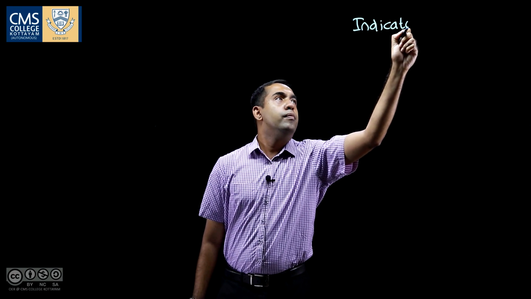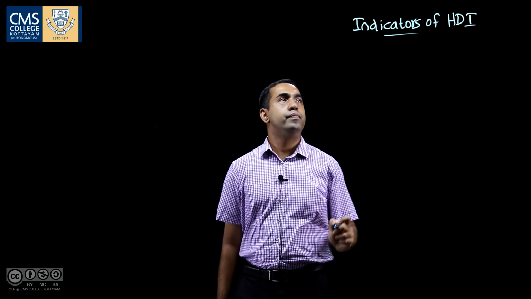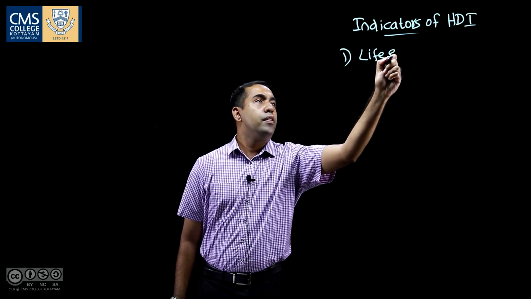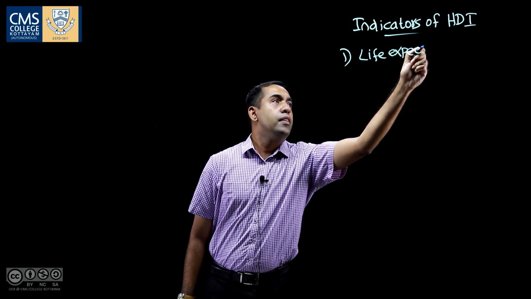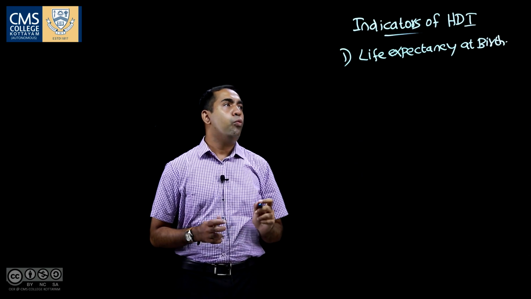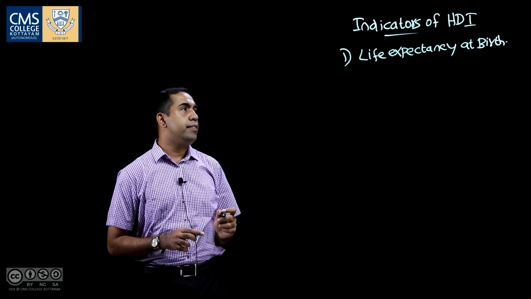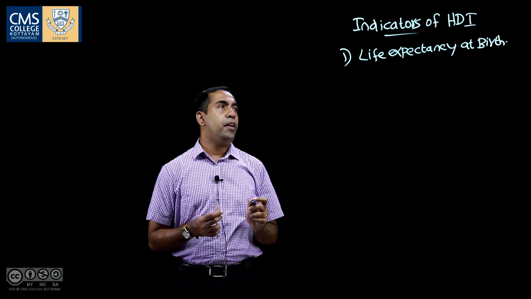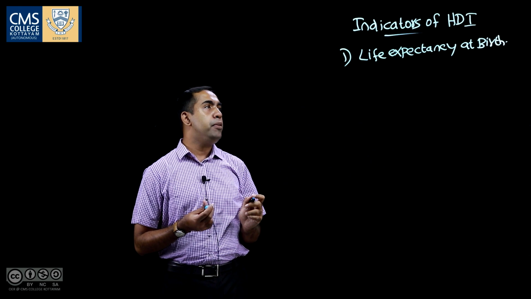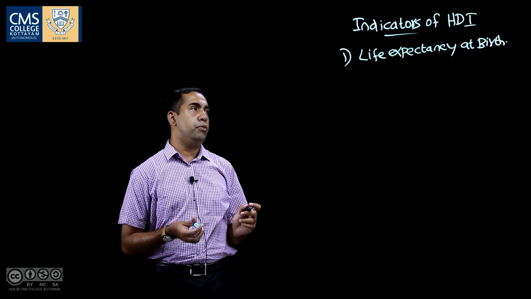Next, we are discussing the indicators of a Human Development Index. The first indicator is life expectancy at birth. So, what is life expectancy at birth? It is the average number of years a newborn baby is expected to live.